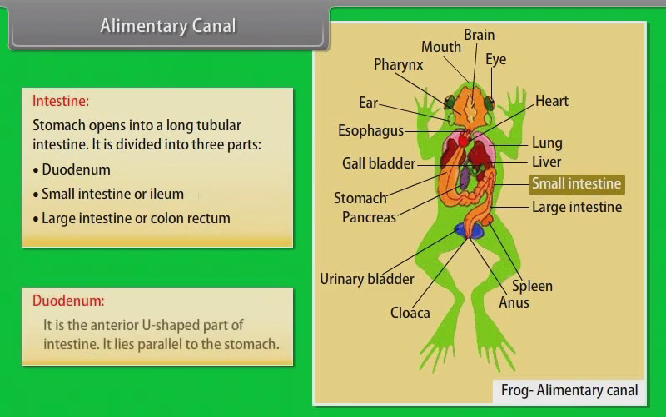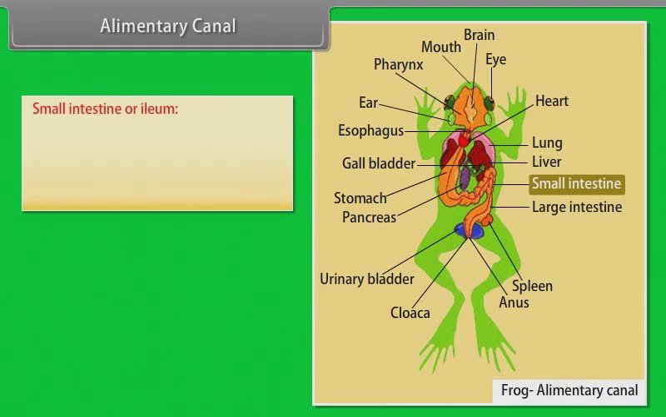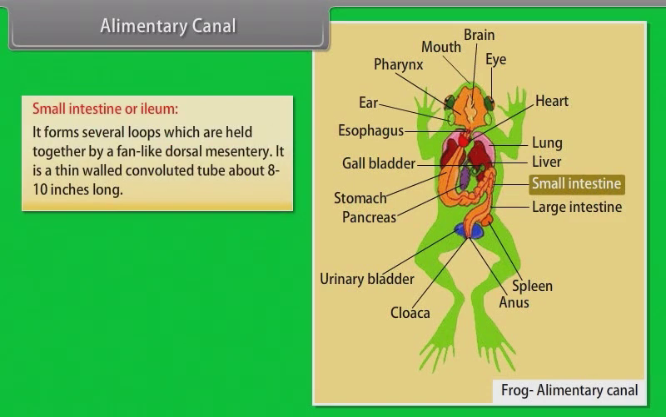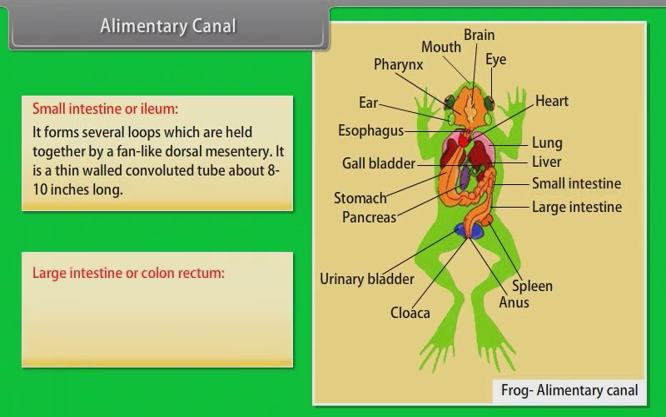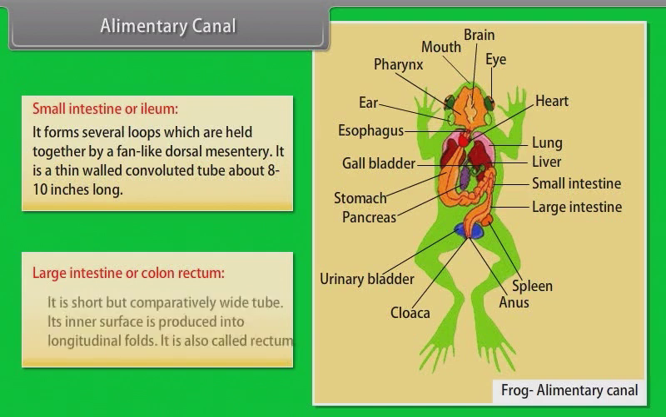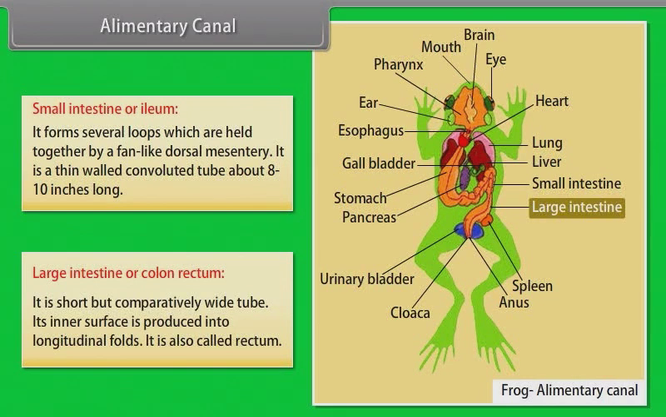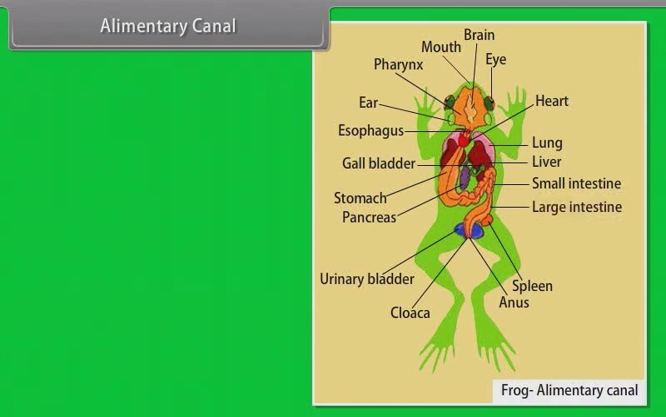Duodenum. It is the anterior U-shaped part of the intestine. It lies parallel to the stomach. Small intestine or ileum. It forms several loops which are held together by a fan-like dorsal mesentery. It is a thin-walled, convoluted tube about 8 to 10 inches long. Large intestine or colon rectum. It is a short but comparatively wide tube. Its inner surface is produced into longitudinal folds. It is also called rectum.